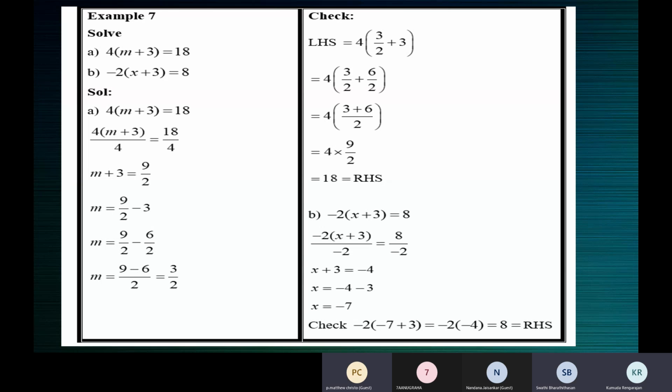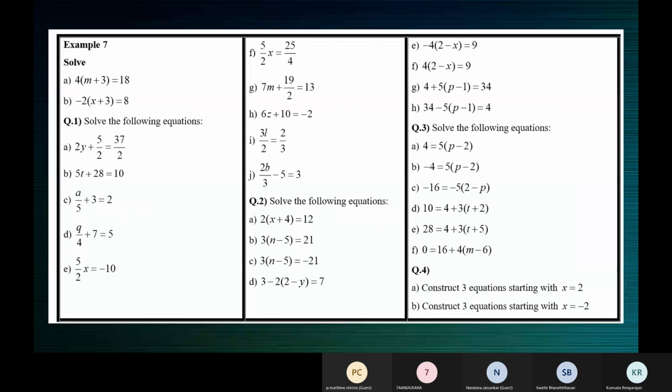Ma'am, excuse me, ma'am. Shall I join with another device, ma'am? Because one has a mic and the other does not. Meaning two devices at the same time, is it? Yes, ma'am. Okay. Ma'am, I also finished, ma'am. Very good, Matthew.